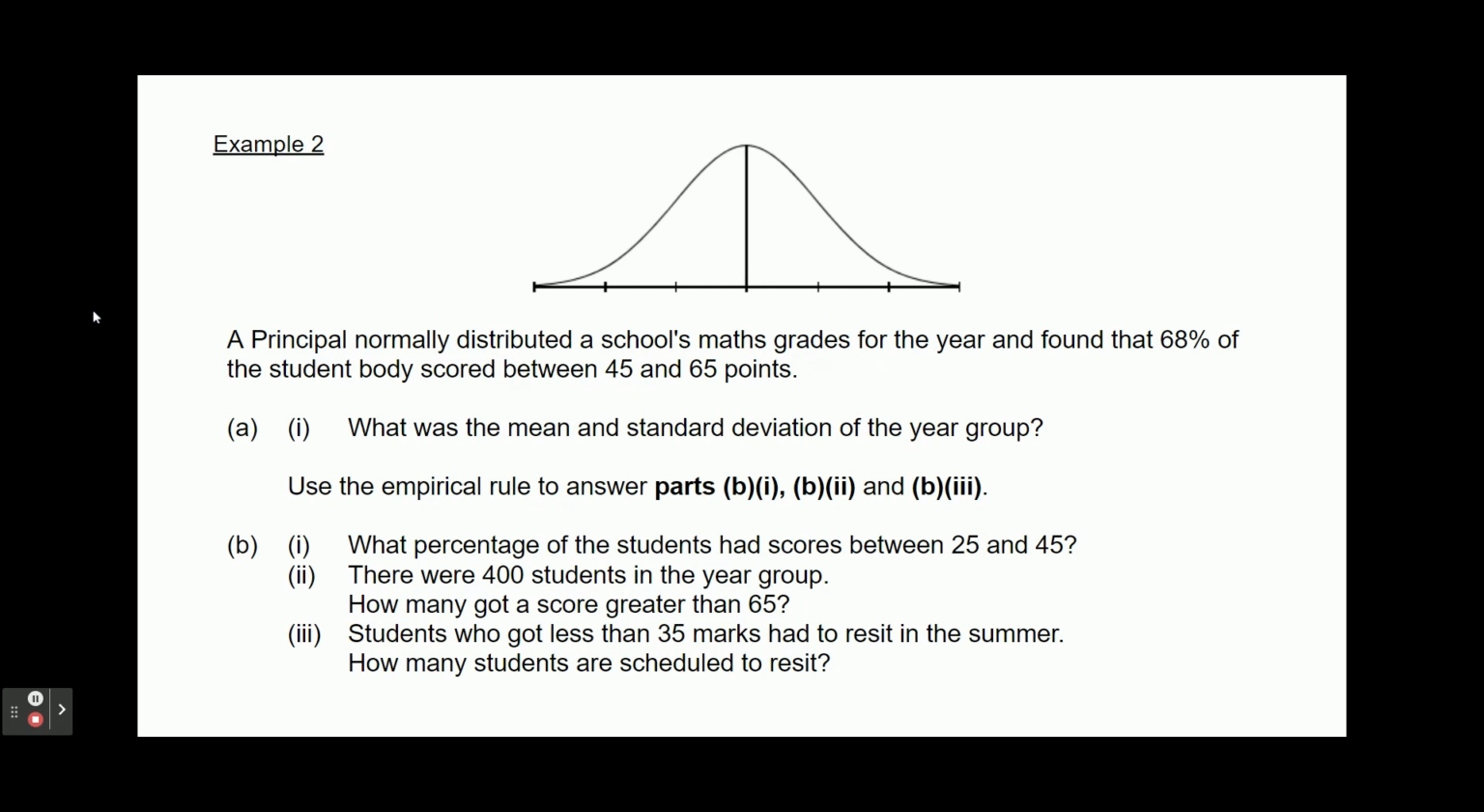Okay, so taking a look at example 2. In this case, a principal normally distributed a school's maths grades for the year and found that 68% of the student body scored between 45 and 65 points. Normally distributed, so there's your big hint to use this curve once again. And he tells you 68% of it. So he hasn't given it in the same way as last time, and actually his first question is, what was the mean and standard deviation of the year group?